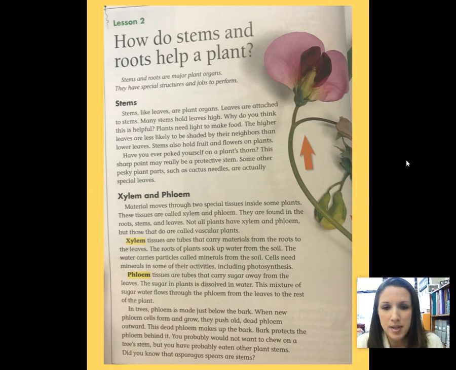Xylem tissues are tubes that carry materials from the roots to the leaves. The roots of the plant soak up water from the soil. The water carries particles called minerals from the soil. Cells need minerals in some of their activities, including photosynthesis. Phloem. Phloem tissues are tubes that carry sugar away from the leaves. The sugar in plants is dissolved in water. This mixture of sugar-water flows through the phloem from the leaves to the rest of the plant.